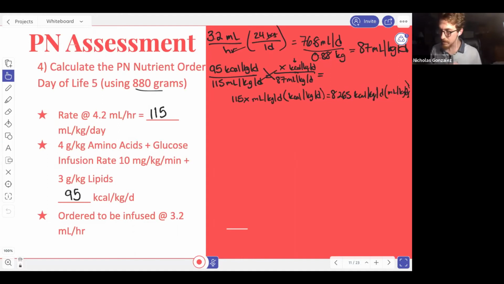Okay, so remember here we're looking for the x calories per kilogram per day. So we're going to solve for x on this left side. To do that, we need to get rid of the number, so we're going to divide by 115. But we also want to get rid of the units, so we need to get rid of the milliliters per kilogram per day. We divide both sides by that value.